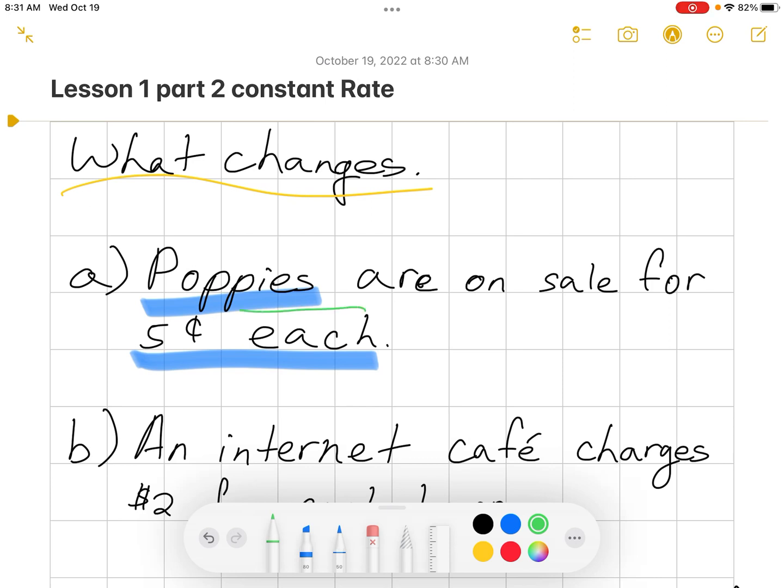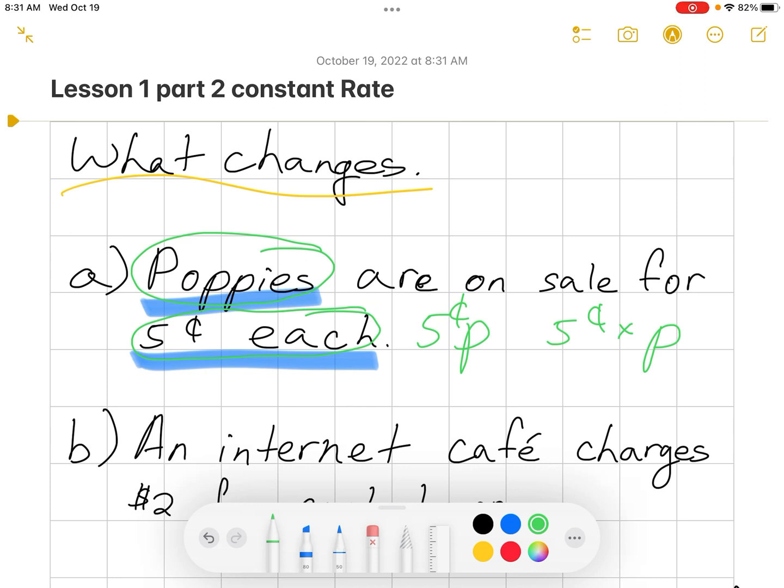So 5 cents each is how much one poppy is worth, but in this sentence, we don't know how many poppies. So that is what is changing. So what is changing is the number of poppies. So when I write this out as an expression, I'm going to put P for poppies, right? And then the 5 cents, because 5 cents is going to multiply by the number of poppies that are there. Okay, and I can also write this as 5 cents times the number of poppies, right?